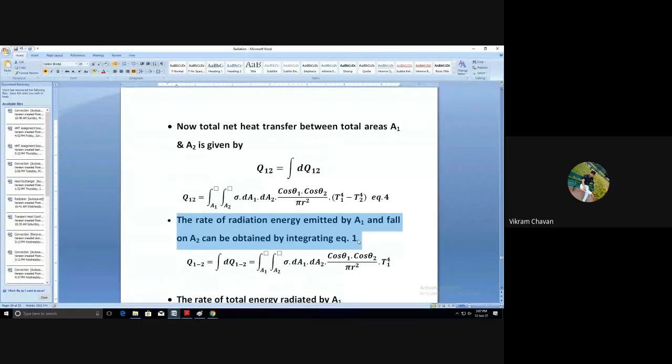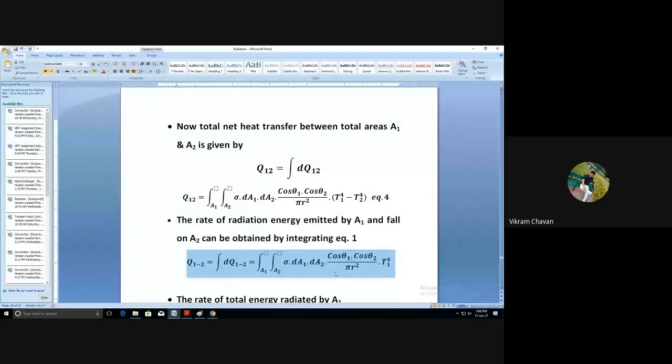So Q12 will be equal to integration of dQ12, which will be equal to integration over the surface A1 and integration over the surface A2 of sigma multiplied by dA1 multiplied by dA2 multiplied by cos theta 1 multiplied by cos theta 2 whole divided by pi r square multiplied by T1 raised to 4.